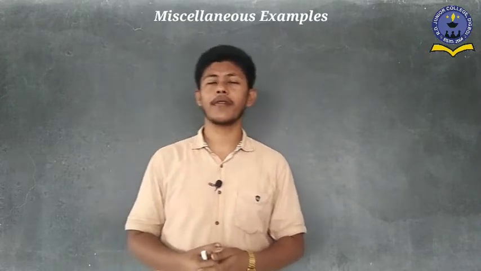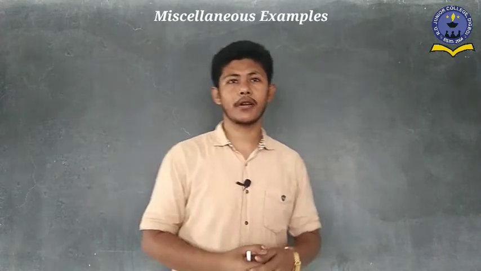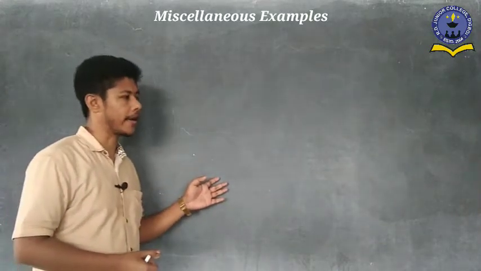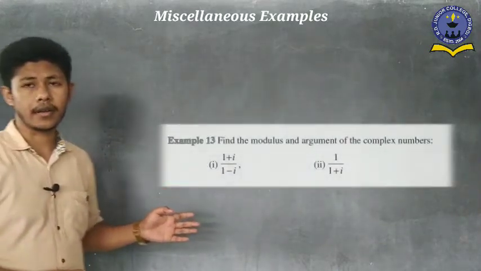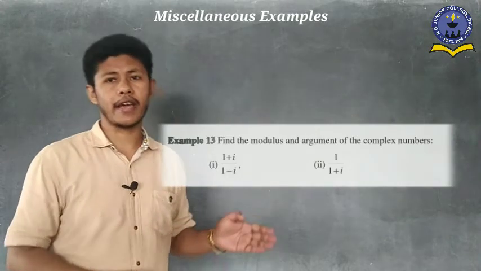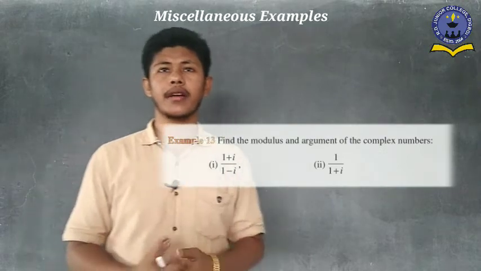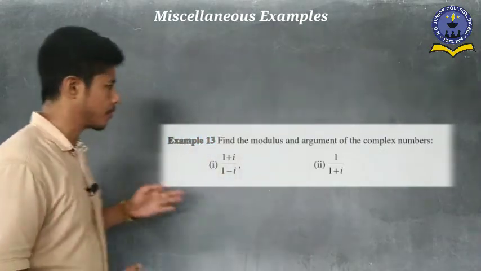What we have to do is find the modulus. If you see the question, we have to find the modulus and the argument, isn't it? And the first question is given here: f(x) equals 1 plus i divided by 1 minus i. So the first question is this one.